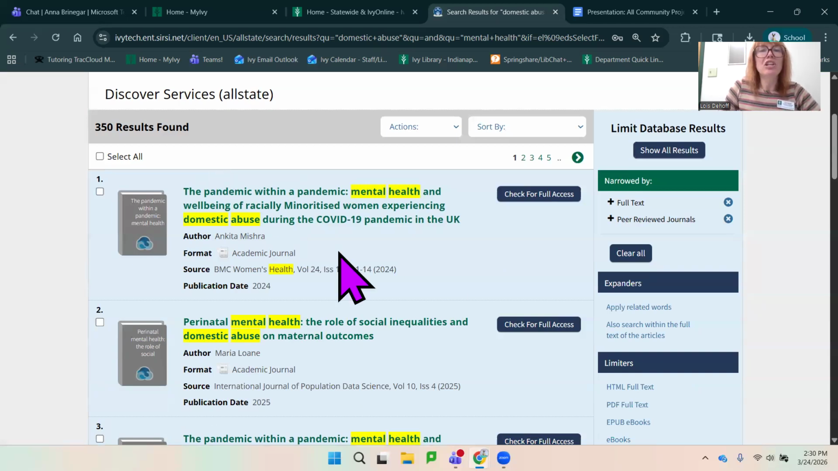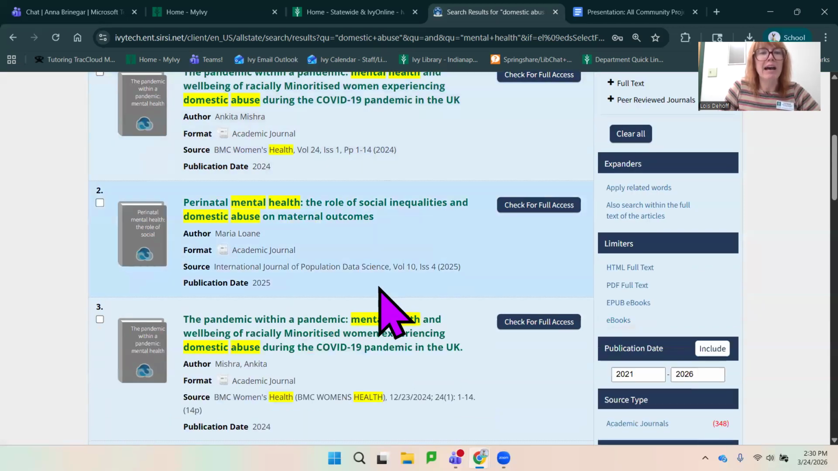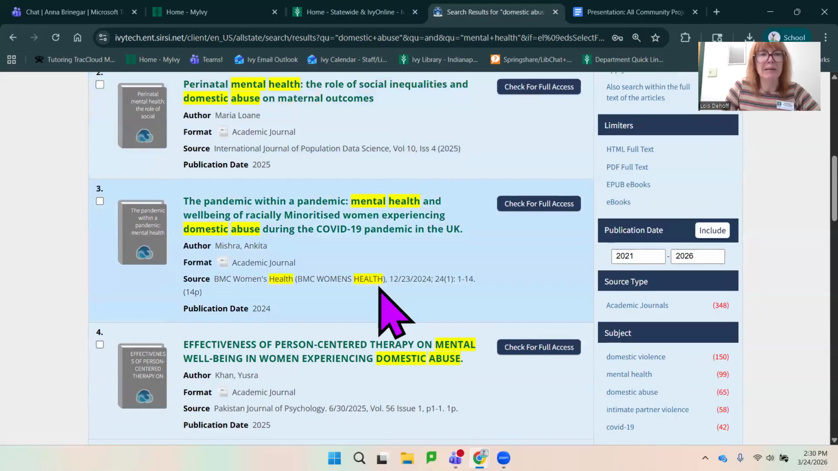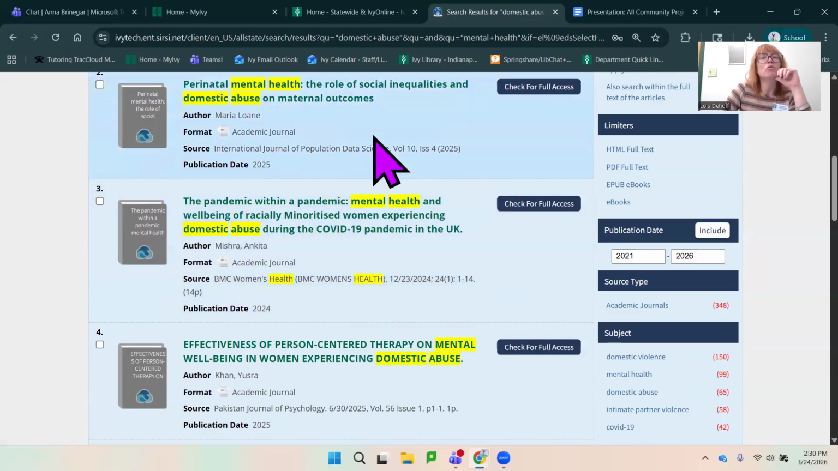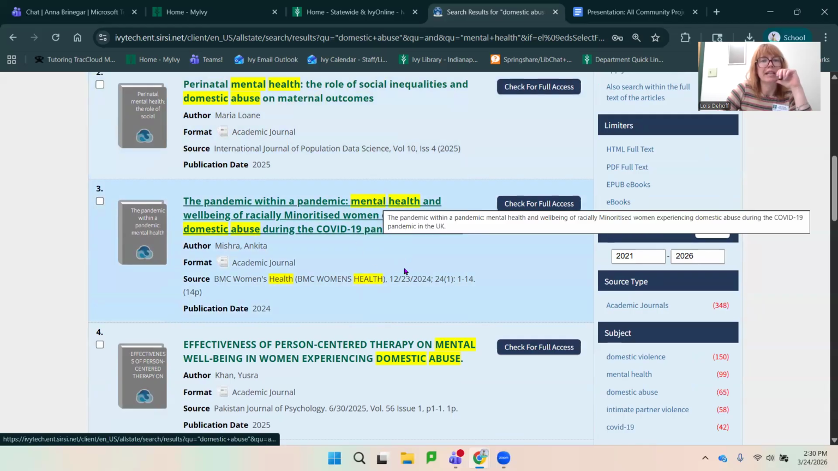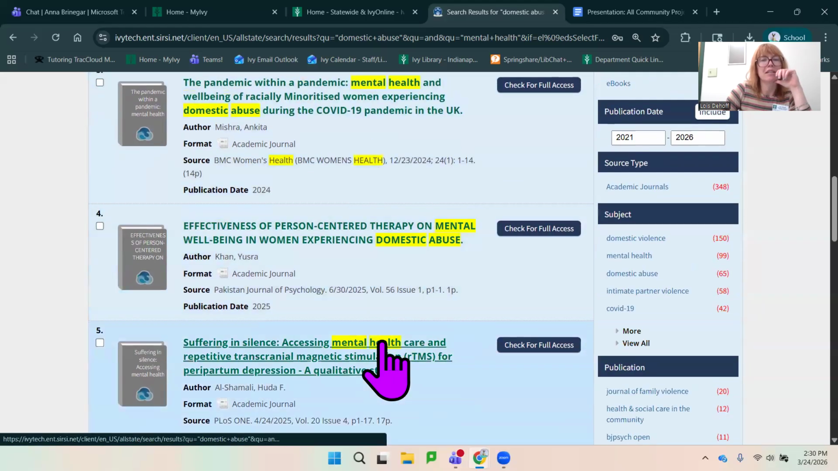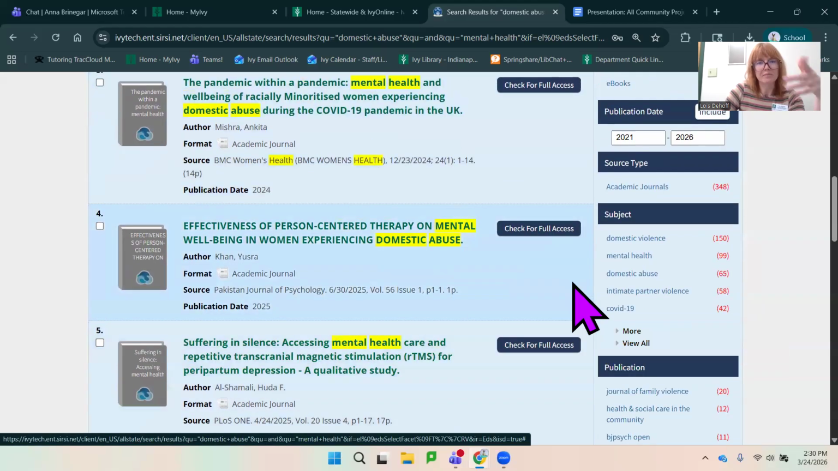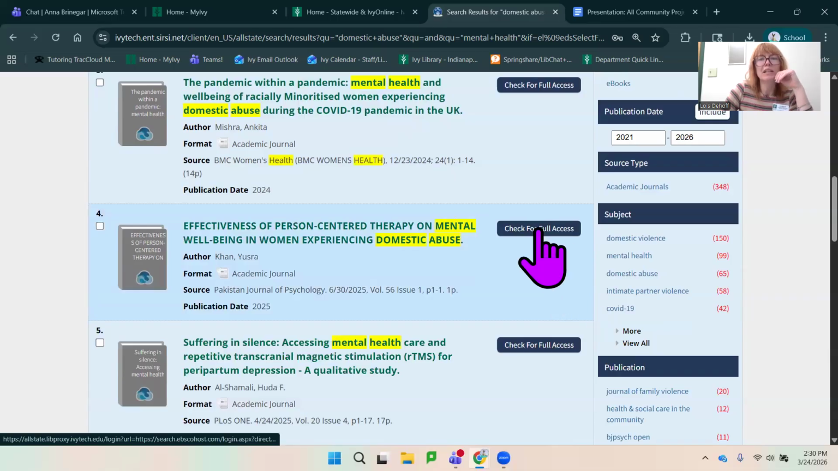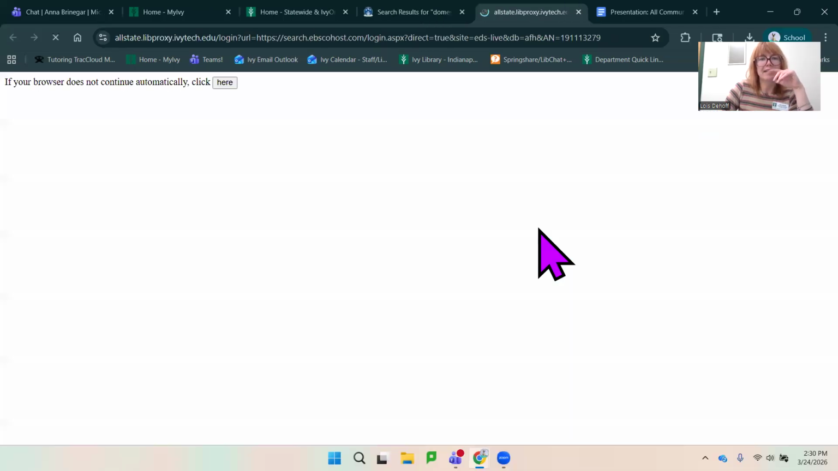And so say that you wanted to have one of these results, okay? Or you were interested in looking into one of these further. You're like, yep, all of these words look good to me. You'd be rolling your eyeballs over this green bolded writing because that's the name of the titles of these articles. If you want to look at it, you would click this check for full access.